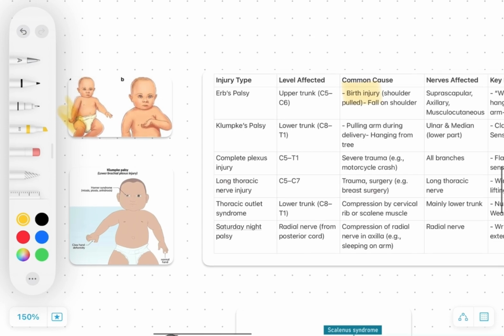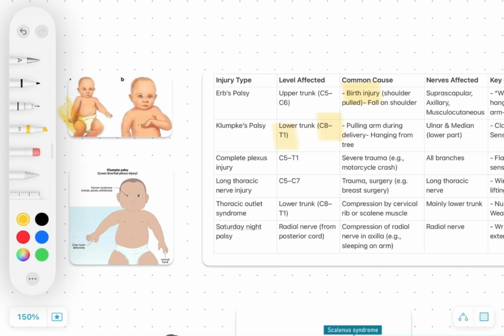This is Erb's palsy. Next is Klumpke's palsy. It occurs due to lower trunk injury. Common causes are pulling the arm during delivery and hanging from a tree. Whenever during delivery we forcefully pull the arm of the baby, the lower trunk is affected, leading to Klumpke's palsy.